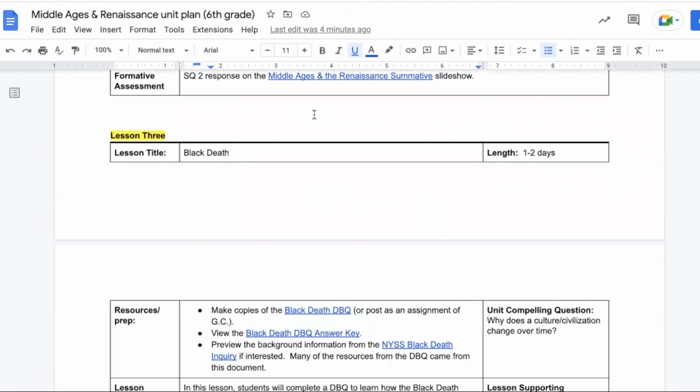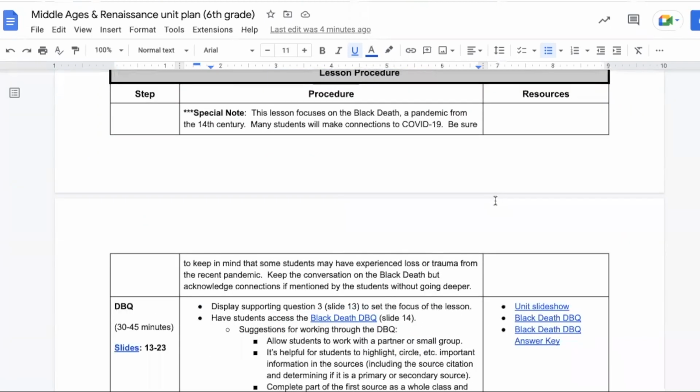Lesson 3 is about the Black Death and should take 1 to 2 days to work through. Something to keep in mind, the Black Death was a pandemic from the 14th century, and so there are some obvious connections that students might make to COVID-19.